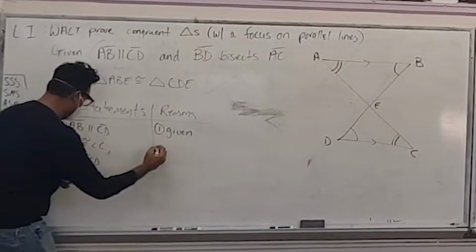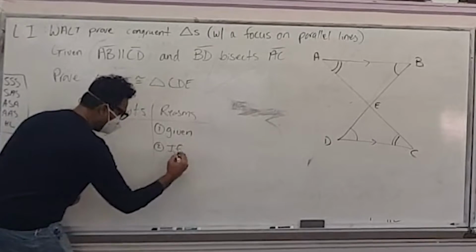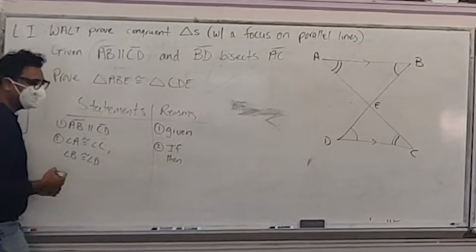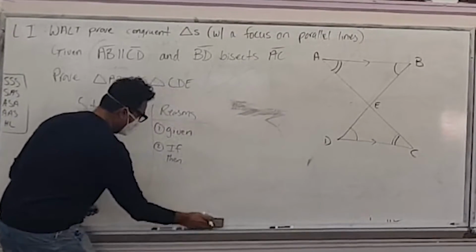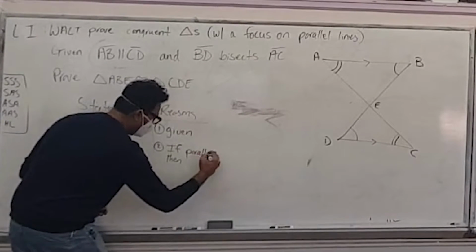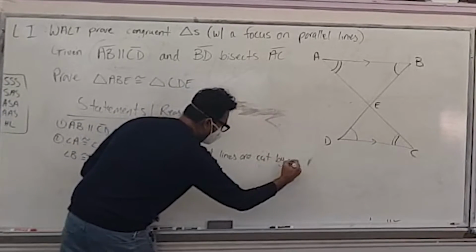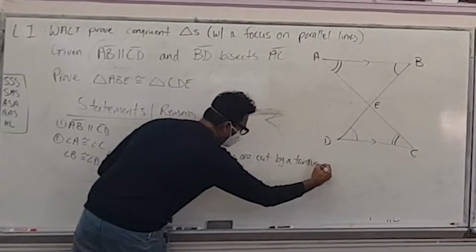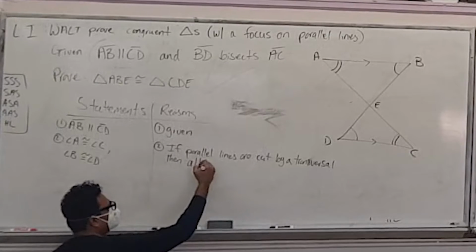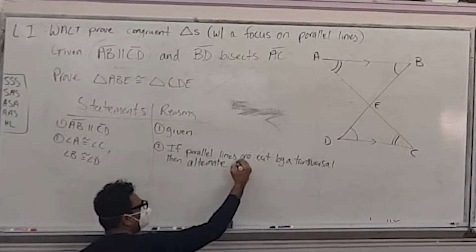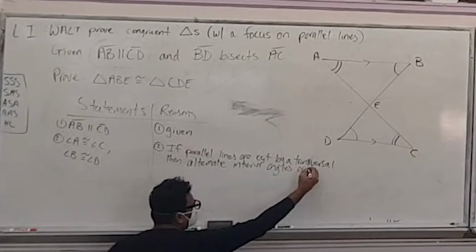Now, every time you write something, you have to give a reason for it, right? And you know how I like to say if-then. We want to write it like this: if something, then something. So I'll say it this time. If two lines are parallel, I'm sorry, let me rephrase that. If parallel lines are cut by a transversal, then alternate interior angles are congruent.